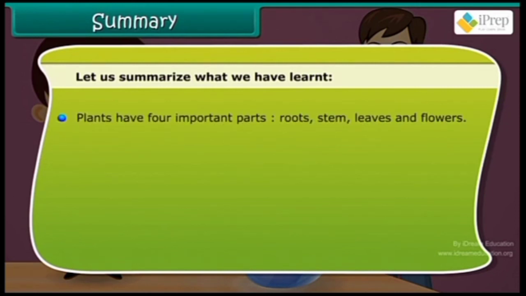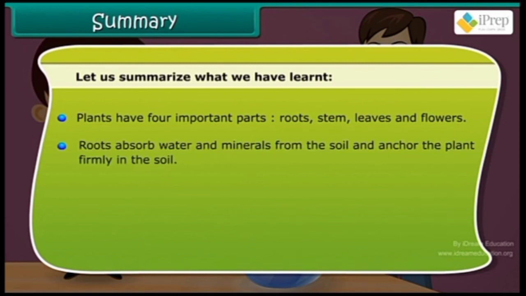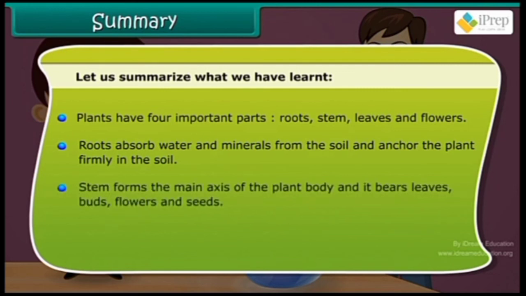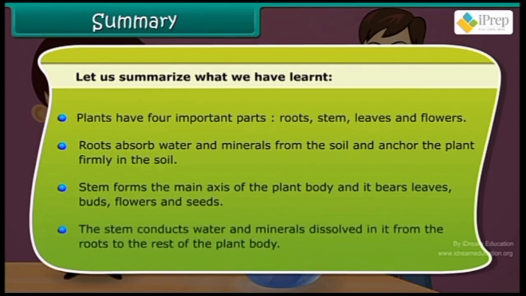Plants have four important parts: roots, stem, leaves, and flowers. Roots absorb water and minerals from the soil and anchor the plant firmly in the soil. Stem forms the main axis of the plant body, and it bears leaves, buds, flowers, and seeds. The stem conducts water and minerals dissolved in it from the roots to the rest of the plant body.